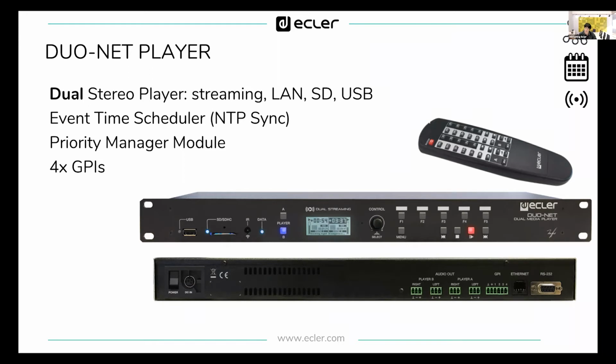Or other applications you may think of. We have up to 4 GPIs, and we also have body speed. Body speed is a feature which allows you to adjust the speed of the signal, if it's a USB or SD, but not if it's streaming, because you cannot go faster than the internet radio. I hope this makes sense to you.